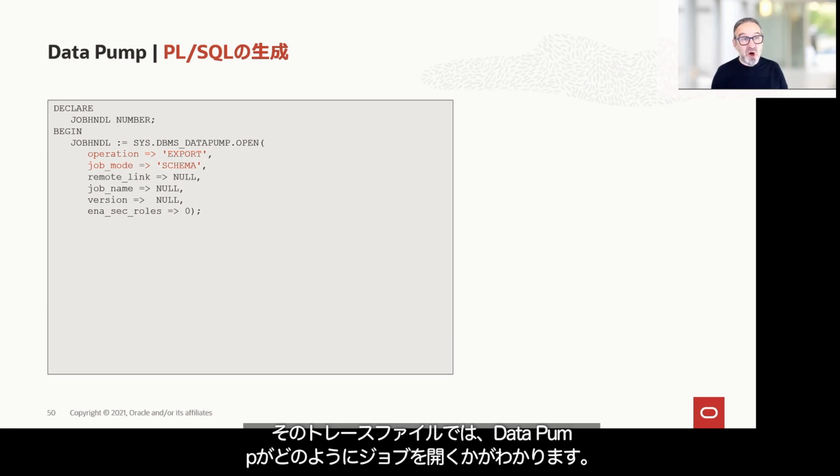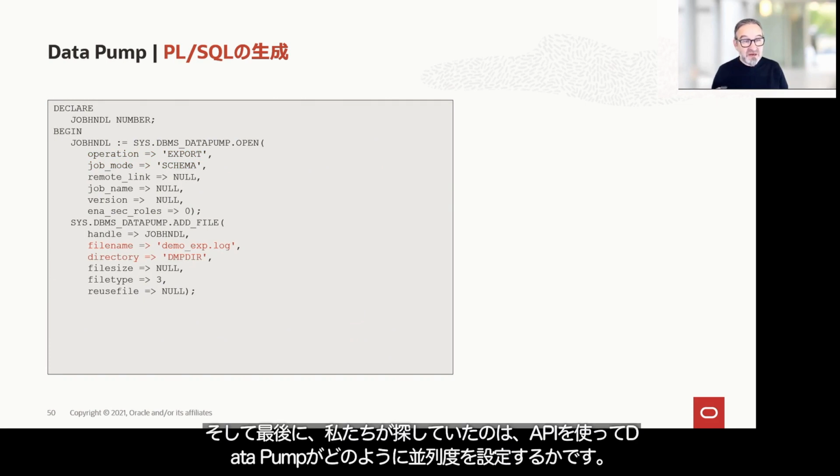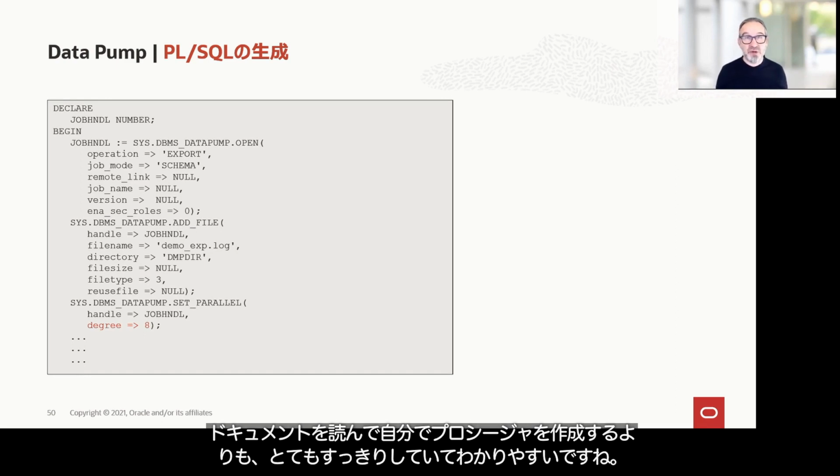And in that trace file, you find now how Data Pump opens the job. It starts the job at first, then how it adds a file. And finally, what we were looking for, how Data Pump with the API sets the parallel degree. So with that, you can use these code fragments, change them for your own needs, and then reuse them in your own programming. So that's very neat and very straightforward, and in many cases, easier than reading the documentation and trying to create the procedures by yourself.